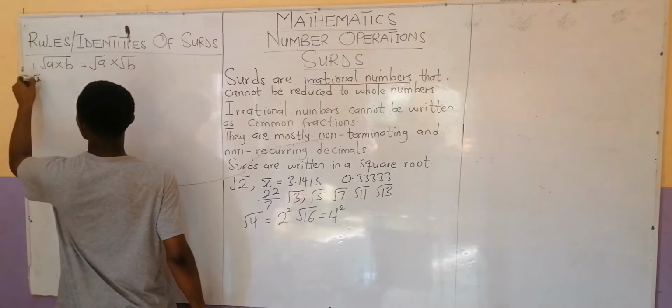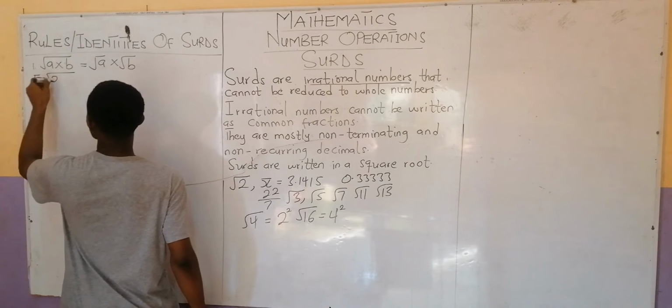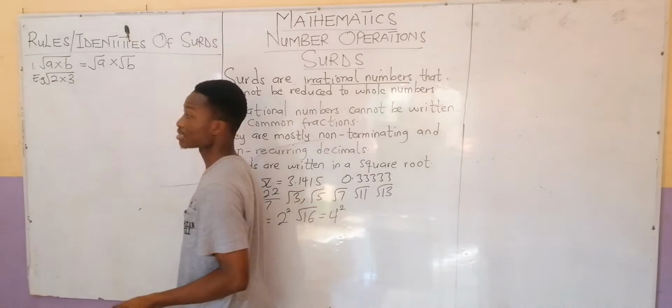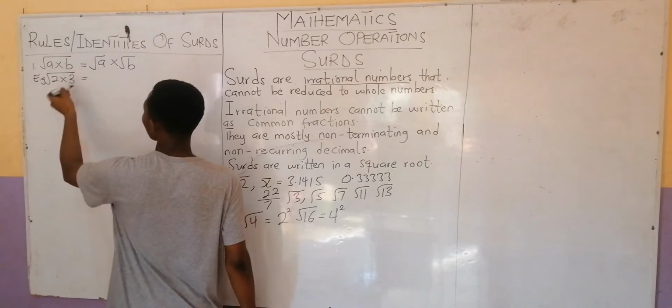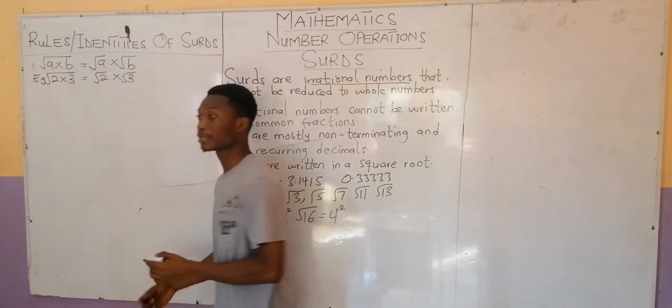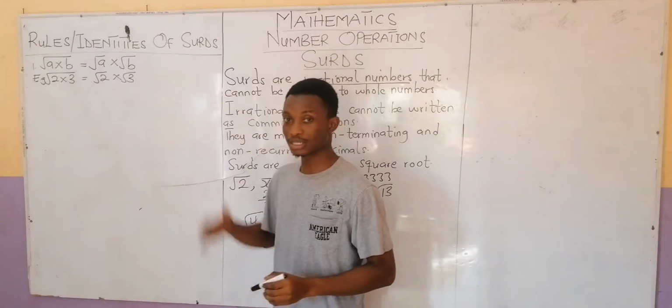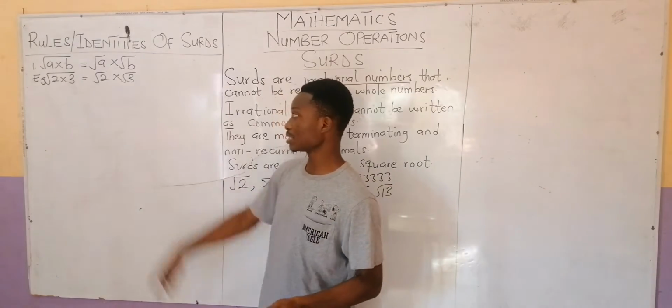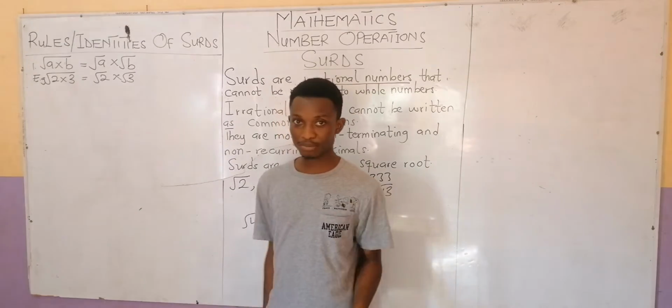So let's look at an example. So let's say I have root of 2 times 3. I know it's 6, yes. So I can write them separately as root of 2 times the root of 3. Get it? Yes, that's the first rule or identity in set. Product of two sets can be written individually or independently.